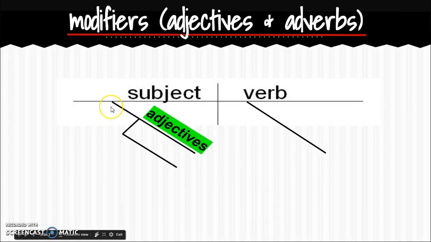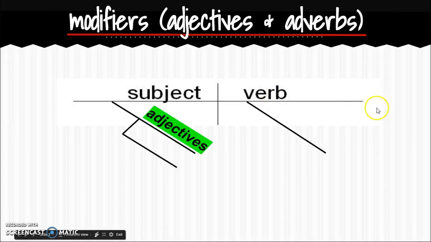If I had 3 adjectives describing my subject, then I would draw 3 diagonal lines like this, and starting from the left to the right is where I would put my adjectives in the order that they appear. If the first word in the sentence is an adjective, you have to make sure that you capitalize it. So just by looking at a sentence diagram, I should be able to tell where the first word of the sentence is based on which word is capitalized.